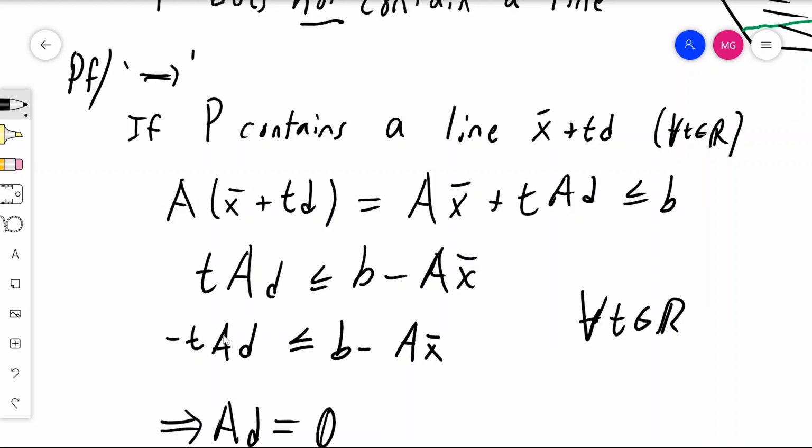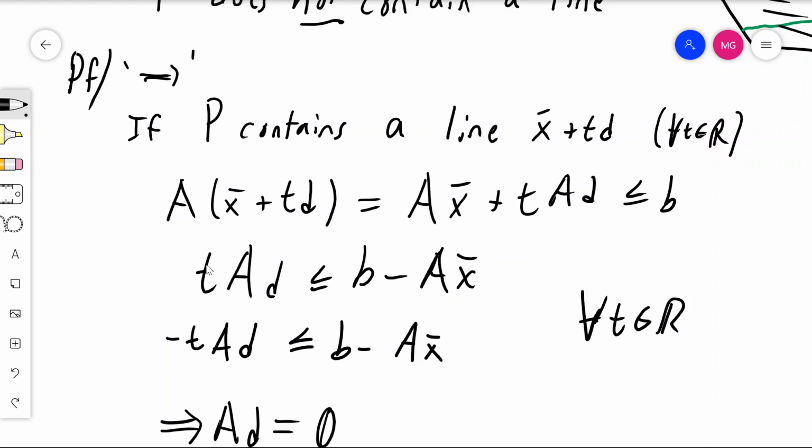So yeah, minus t a d is less than or equal to b minus a x bar, for the same reason. But remember, one of these is going to be positive and one's going to be negative, or they're both zero. But let's assume one's positive and one's negative. Let's just say the top one's positive, for instance. If it wasn't, then the bottom one is. But let's just assume without loss of generality it's the top one. The right-hand side is an upper bound on that, and it's fixed because x bar is a given point. A and b are data originally given to us, so this is a fixed right-hand side.